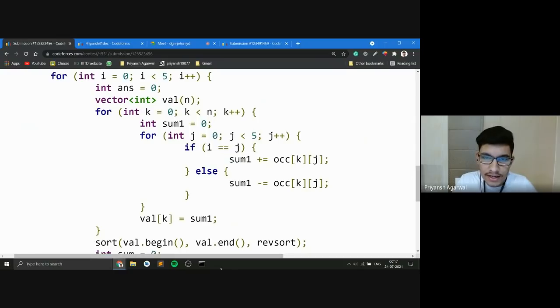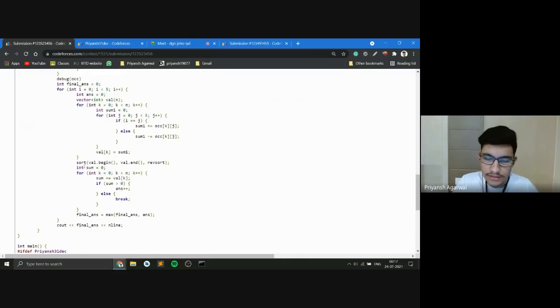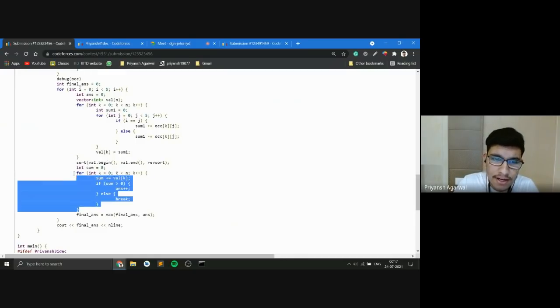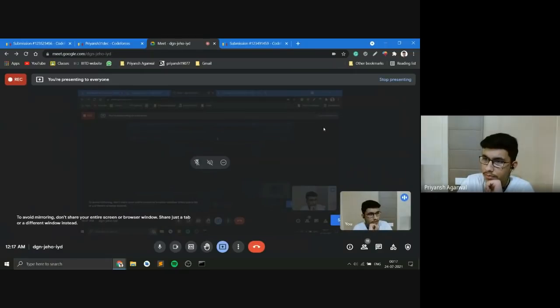And at the end, I am maintaining a vector here where I'm storing all these values corresponding to these words. And I just put that value in the vector and I sort that vector. And after that, while my sum is greater than 0, I just keep adding values here. Right? Is this clear to all of you?